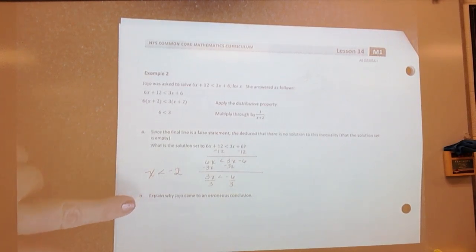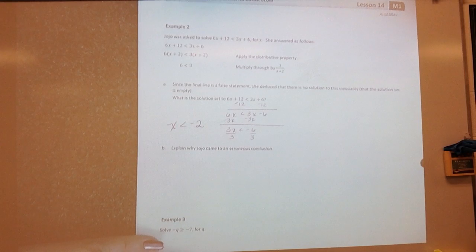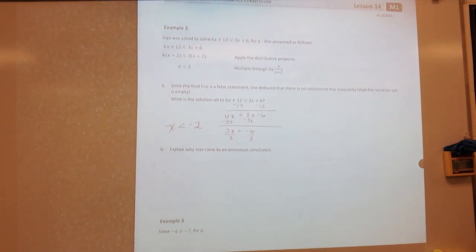Explain why JoJo came to an erroneous conclusion. Why did she make an error? Why is her solution not correct? Well, she multiplied through by 1 over x plus 2, and that's dangerous. We don't know whether or not that's a positive or a negative. Its value depends on the value that you choose to assign to the variable. So we could be multiplying through by a negative value, making that step invalid.